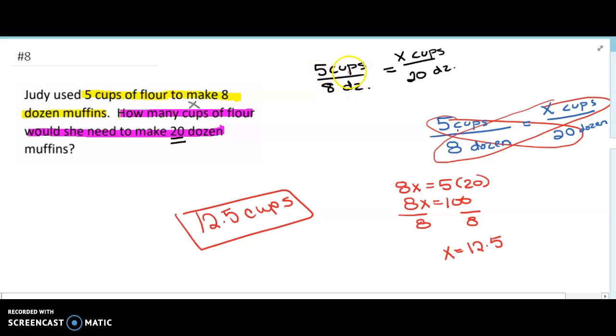Okay, so if you remove the words, notice I have cups and cups on top, dozen and dozen on bottom. So if I remove the words, it'd just be 5 over 8 equals x over 20. And I can cross multiply and solve, and you should get, you need 12.5 cups of flour.